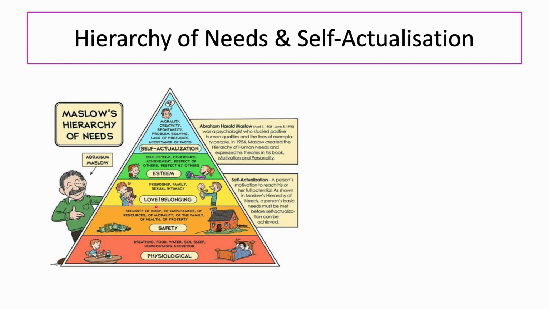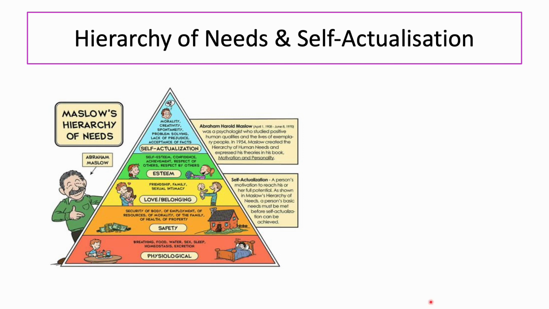which then allows you to move up to the love and belonging stage, where you form friends, you have family connections and sexual intimacy, a romantic partner, start your own family. You can then progress up to esteem, where you develop confidence, you have a sense of achievement, you have respect of others and respect other people. And then you can self-actualize, which is about being creative, being spontaneous, not being prejudiced.